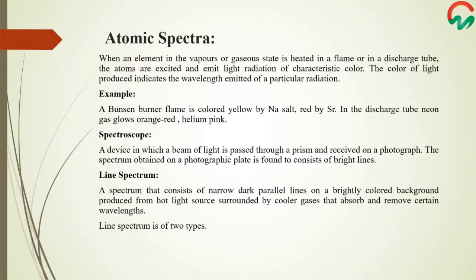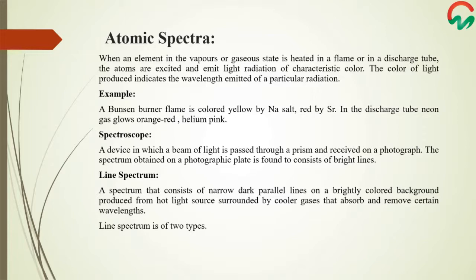Now we will discuss how atomic spectra are formed. When an element in the vapor or gaseous state is heated in a flame or in a discharge tube, the atoms are excited and they emit radiation of a characteristic color. The color of the light produced indicates the wavelength of a particular radiation emitted. For example, a Bunsen burner flame is colored yellow by sodium salt, red by strontium. In the discharge tube, neon gas glows orange-red, helium pink.